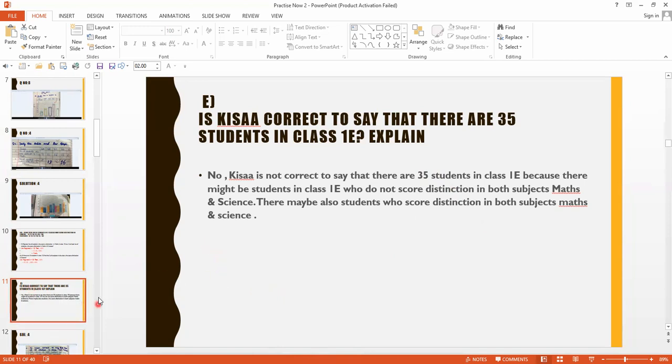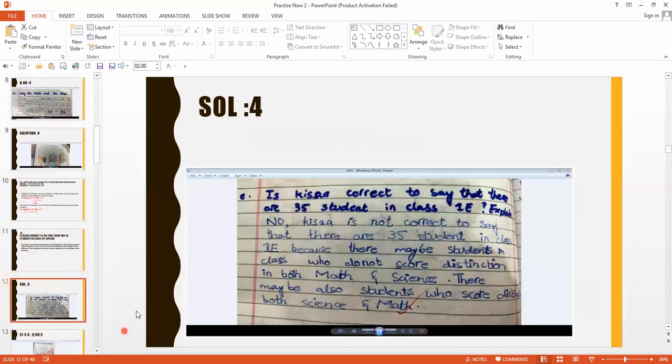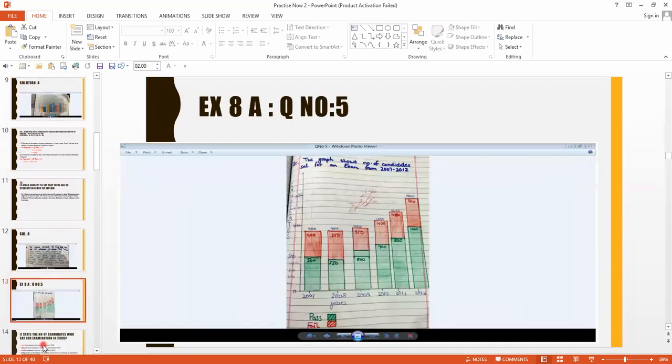Clear? Now we have to move towards the next question after question number 4. Just give me a few seconds. Okay, this one is the next question; this one we have already done. Now this one is the next question. You must also open your book, because this diagram is drawn in your book.